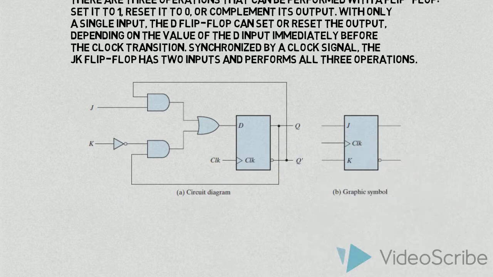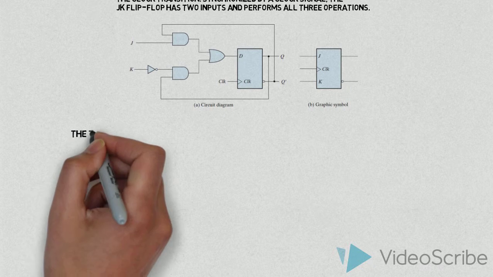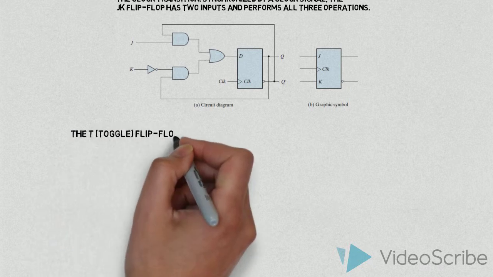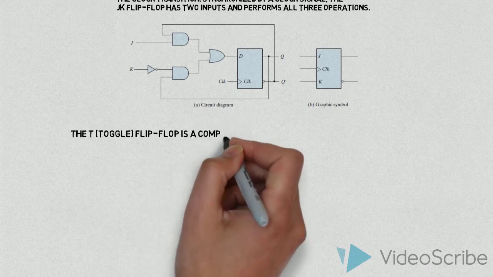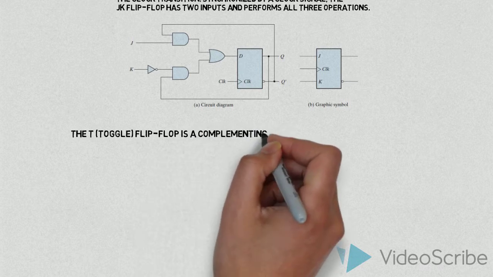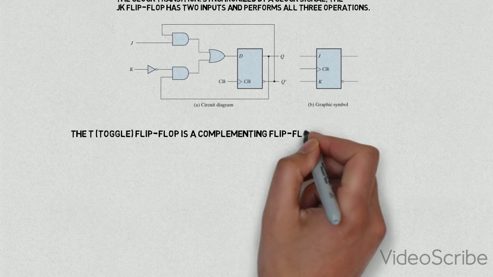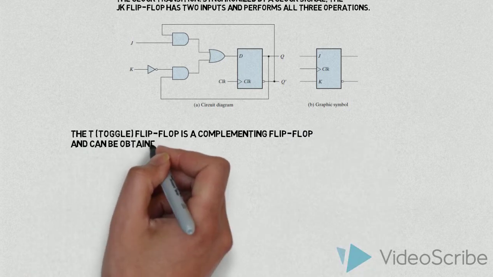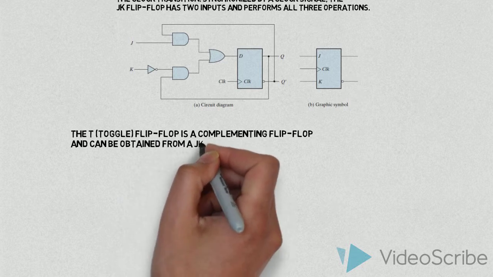So here is an image of the JK flip-flop and its graphical symbol. The toggle or the T flip-flop is a complementing flip-flop and can be obtained from a JK flip-flop when the inputs J and K are tied together. Here is an image of the T flip-flop and its graphic symbol.